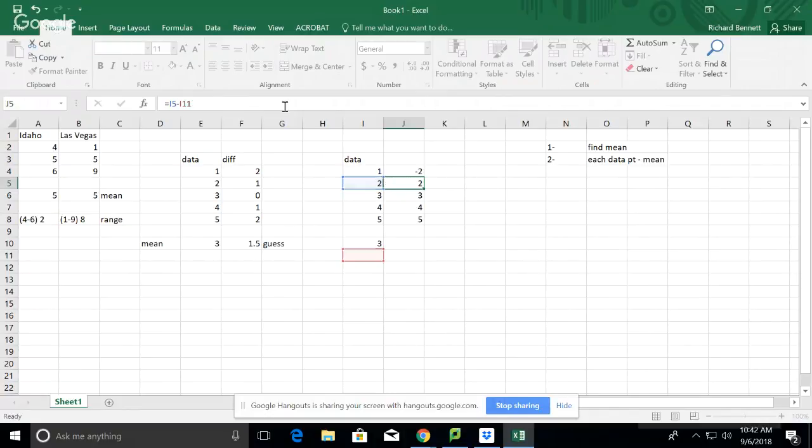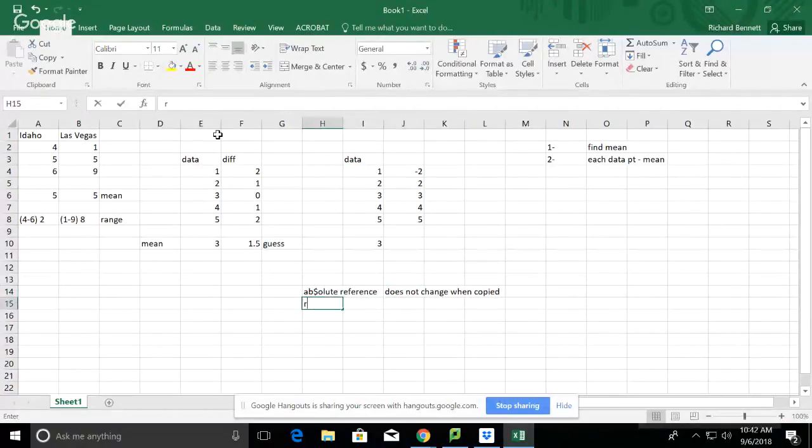Let me go back to this first one here. Did we talk about absolute references and relative references? Absolute reference. Now notice I put in a $ sign there. An absolute reference does not change when copied. And a relative reference changes when copied.